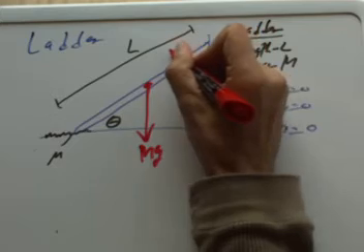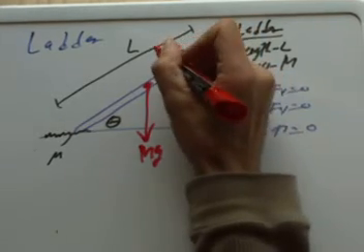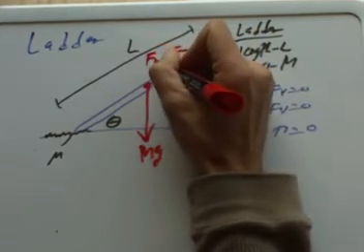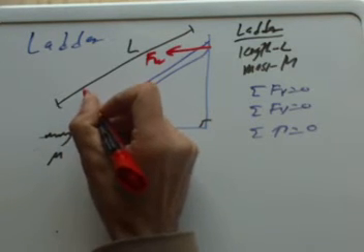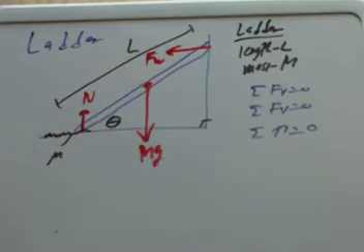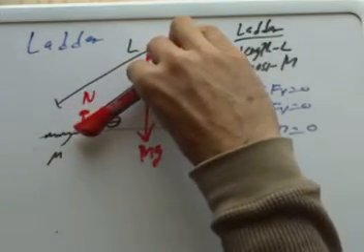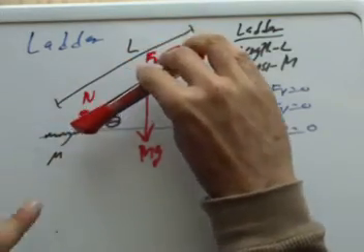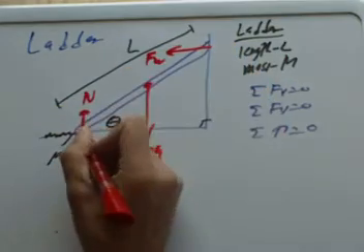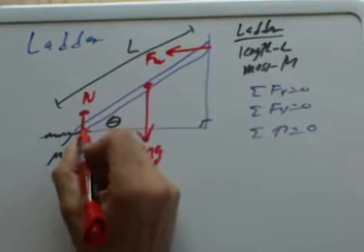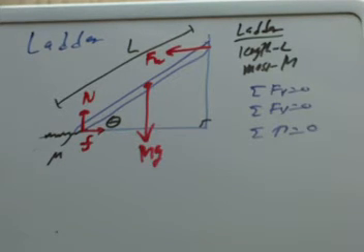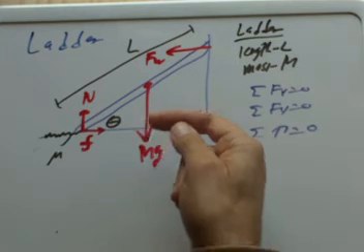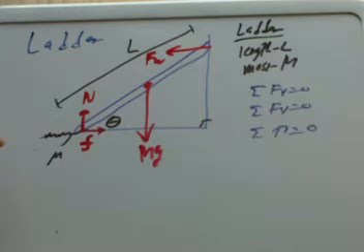We also have the wall pushing on the ladder this way, and we'll label it F of the wall. We also have the normal force of the ground pushing up on the ladder, and we'll just call it N. And if we don't want this end over here to start sliding that way, then there'll be a frictional force on the ladder, and I'll draw it this way because that's our frictional force of interest. We don't want it to slide this way, so we expect the static friction to oppose that motion and point to the right. Okay?